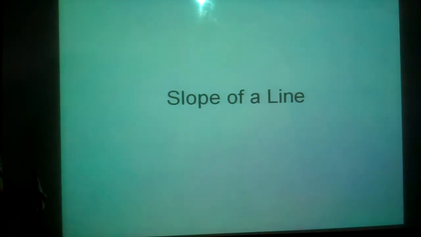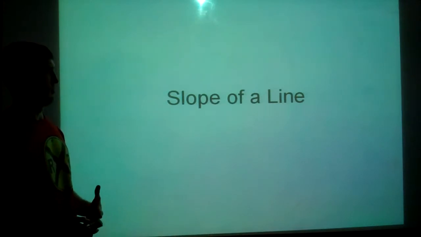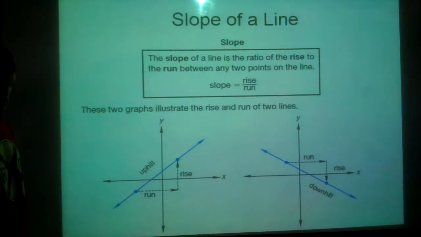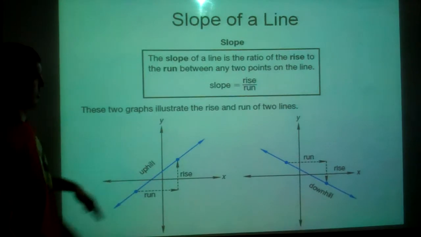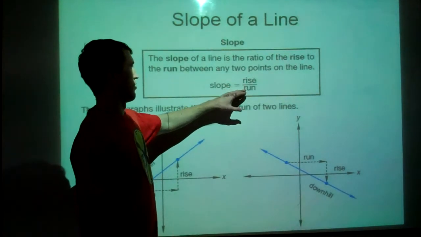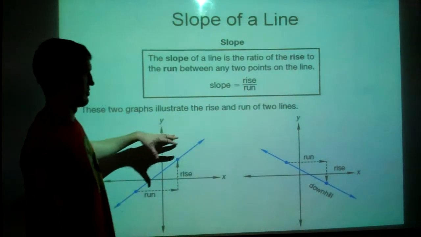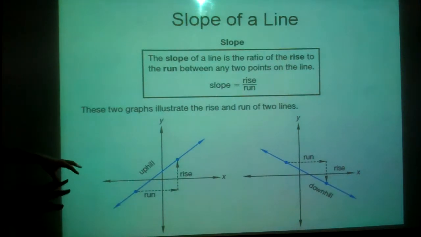Alright, so basically when we're talking about the slope of a line, we're talking about the steepness of a line. So the definition is, the slope of a line is the ratio of the rise to the run between any 2 points on the line. So we can say slope equals rise over run. And that's going to make sense in a second.